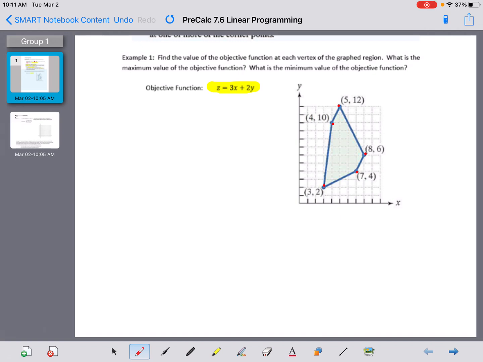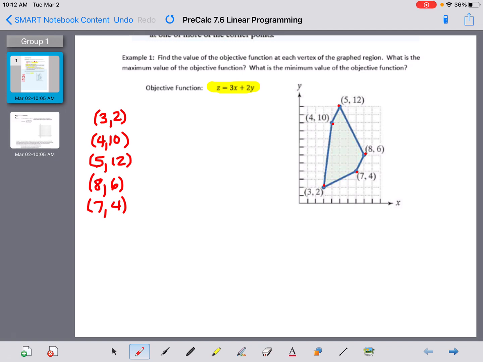And we're going to now use them with our objective function to see where is my max or min value for this, okay? So what we're going to do is we're going to just start listing all of our ordered pairs. I like to start in the bottom left corner. It's just a habit of mine, and go around clockwise. So I have (3, 2), (4, 10), (5, 12), (8, 6), and (7, 4). That's all my ordered pairs.